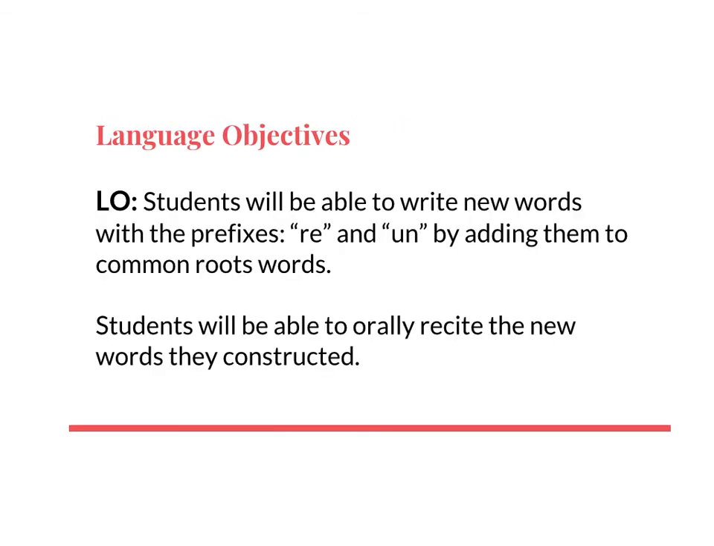The first language objective for this lesson is, students will be able to write new words with the prefixes re and un by adding them to common root words. The second language objective is, students will be able to orally recite the new words they constructed.